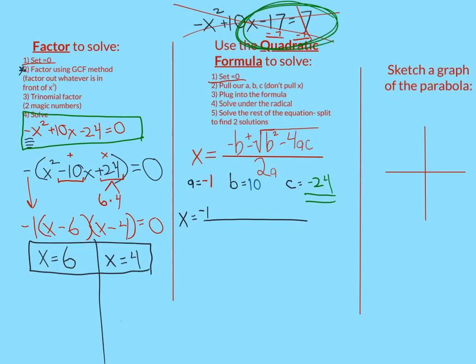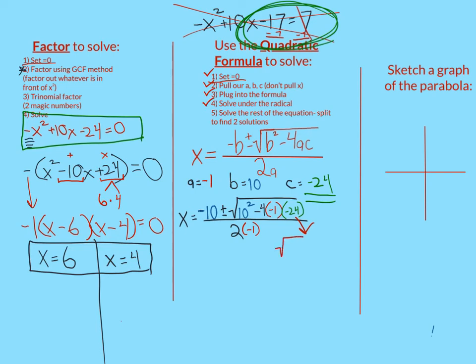Negative B is -10, plus or minus the square root of 10 squared minus 4 times A, our -1, times C, our -24, all over 2 times A, and let's do our radical work. We're just going down our list. We set it equal to 0, we pulled out ABC, we plugged into the formula. Now we're going to solve into that radical.